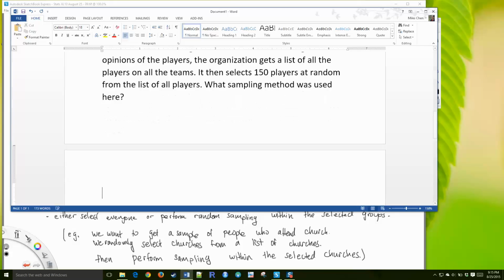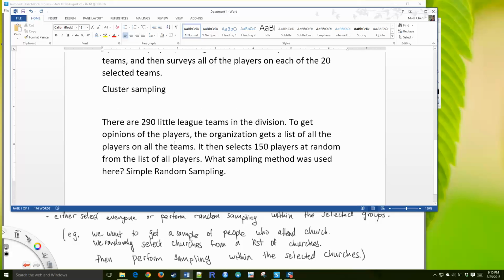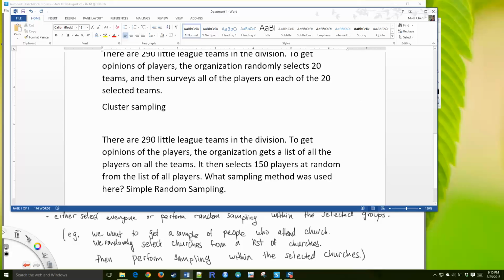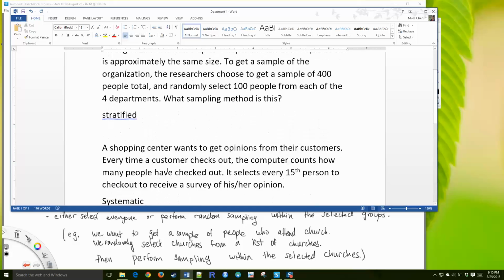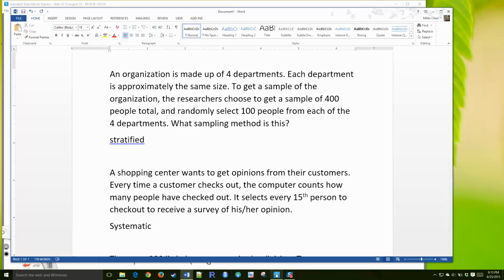Yeah, so this one is simple random sampling. The key here is that we have a list of all individual players. What was the key there? We have a list of all the individual players, right? The organization gets a list of all the players on all the teams. Okay? All right. Let me figure out how to get these into your notes.